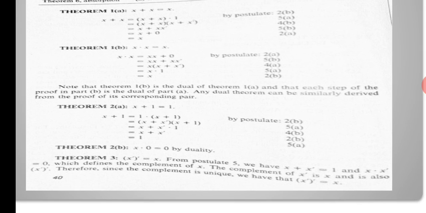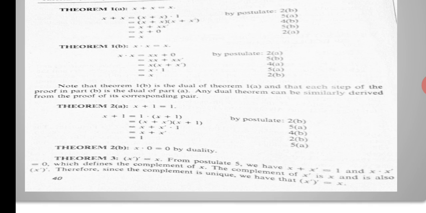Now in the previous theorems you have seen, it is a dual theorem, duality. Same case, theorem 2 also deals with the duality, that is nothing but x dot 0 equal to 0. How can you prove it? Again, you can take the same steps like theorem 2a and you are going to get the result as 0. So instead of going for it again, they have gone for the conclusion that it is with respect to duality.